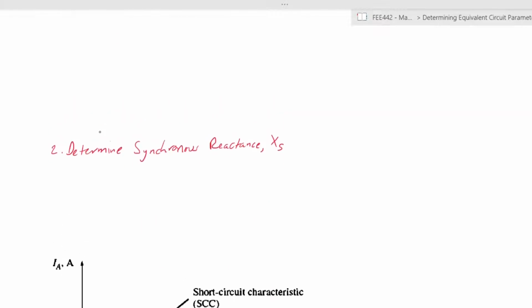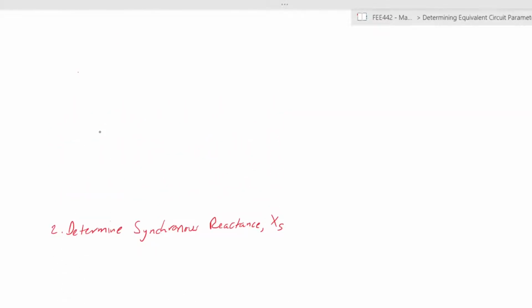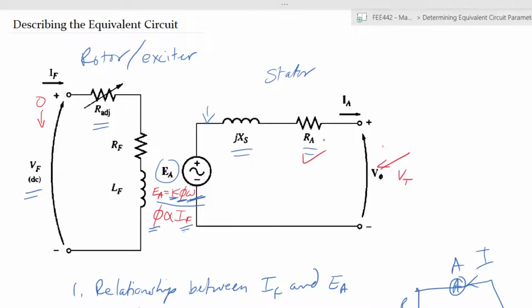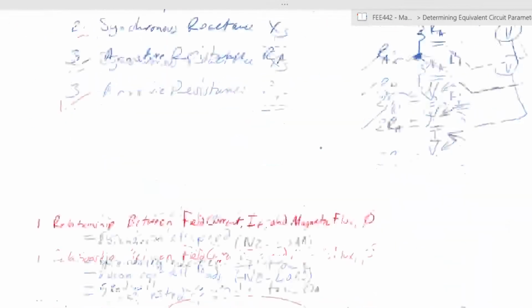So in order for us now to determine synchronous reactance, we do what is called the short circuit test. Of course, that would imply that the terminals are short-circuited to each other. On this side, you have all the terminals short-circuited so that any current that flows through is only flowing through the internal impedances, the synchronous reactance and the armature resistance.